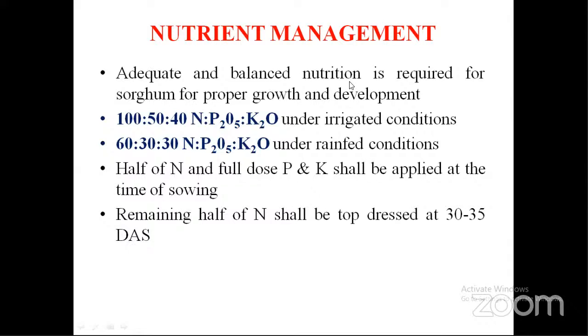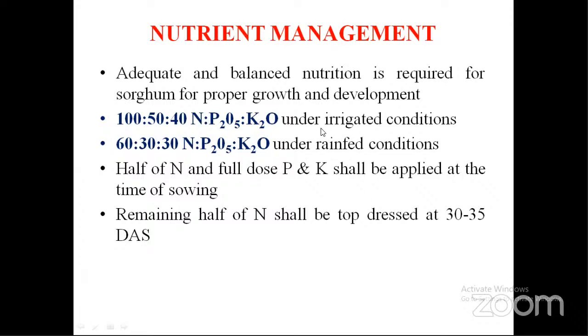Nutrient management: adequate and balanced nutrition is required. It's not only for sorghum; for every crop, adequate and balanced nutrition is required. Generally, under irrigated conditions, the recommended dose is 100 kg of nitrogen, 50 kg of phosphorus, and 40 kg of potassium. But most probably it is grown under rain-fed conditions only. Under those conditions, the recommended dose is 60 kg of nitrogen, 30 kg of phosphorus, and 30 kg of potassium.